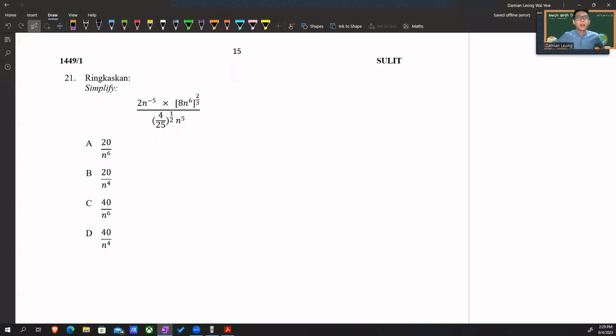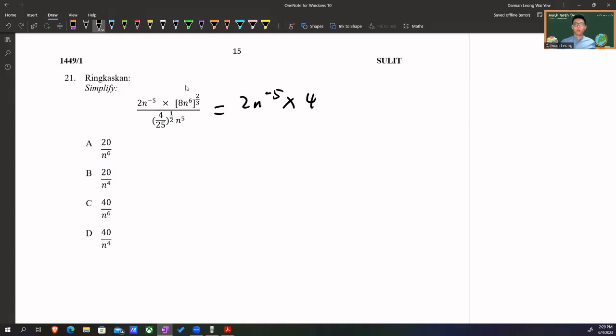2n to the power of -5 times 8n to the power of 6, all to the power of 2 over 3. Then this one, 4 over 25 to the power of half, n to the power of 5. So simplify the brackets first. 2n to the power of -5 times, the power 2 over 3 applies to each of these. 8 to the power of 2 over 3 is 4. n to the power of 6 to the power of 2 over 3, power on top of power, multiply, so n to the power of 4.